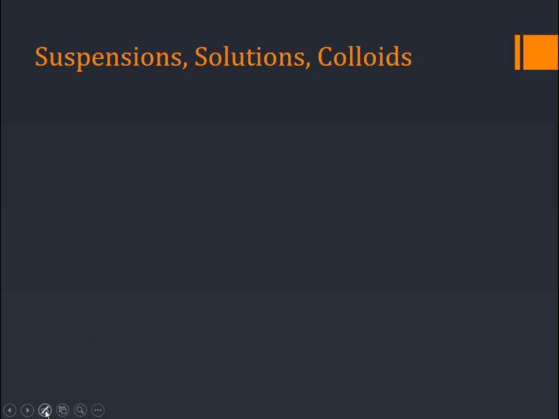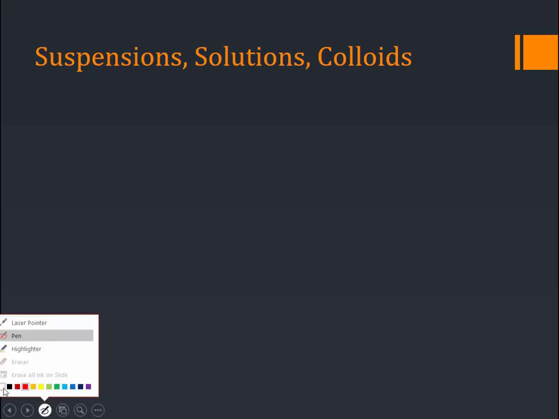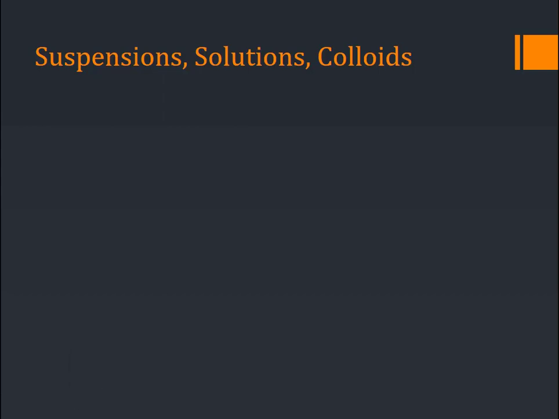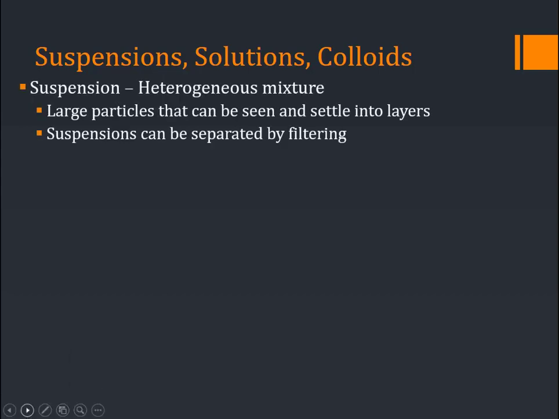This is where we take a little bit of a look at different kinds of mixtures. So we know a mixture is not chemically bonded, and so we can separate the pieces back into their parts, but that's not always super easy. So there's different types of mixtures.